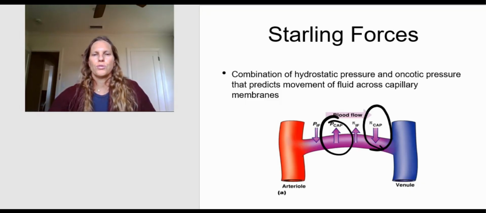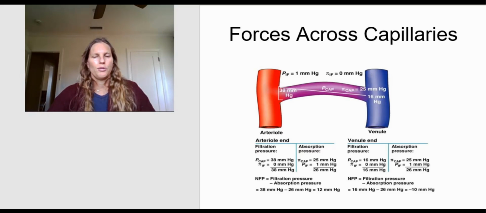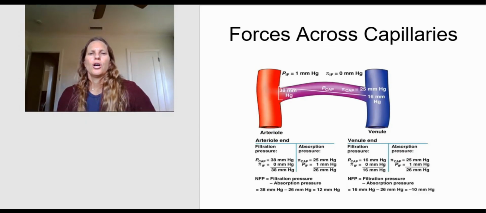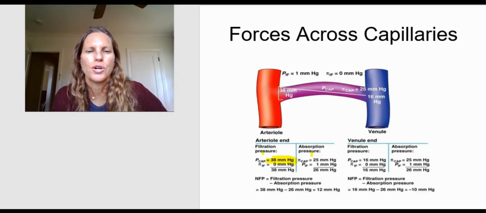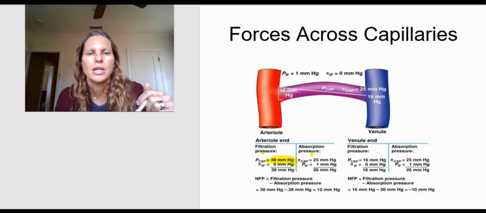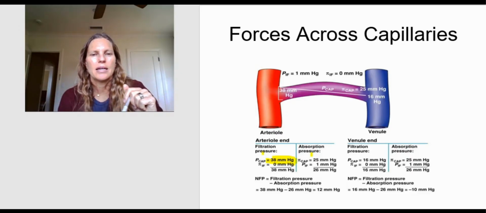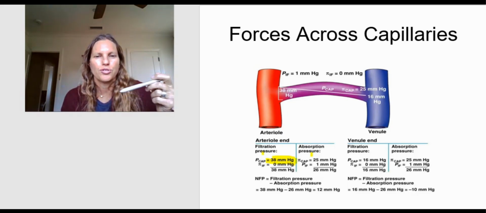All right, so let's look at another. Here it looks a little bit more complicated, but it's just the same thing, now they just put the numbers in. So we see filtration pressure and absorption pressure. On the arterial end, the hydrostatic pressure in this picture is 38 millimeters of mercury. The interstitial fluid pressure in that picture is 0, as a result of filtration.